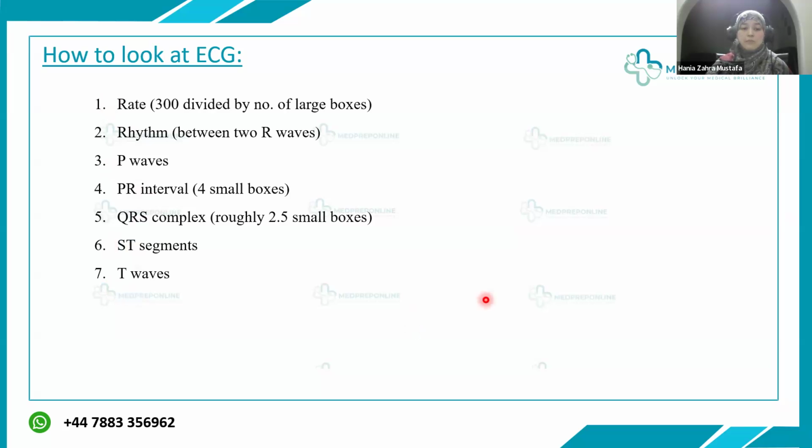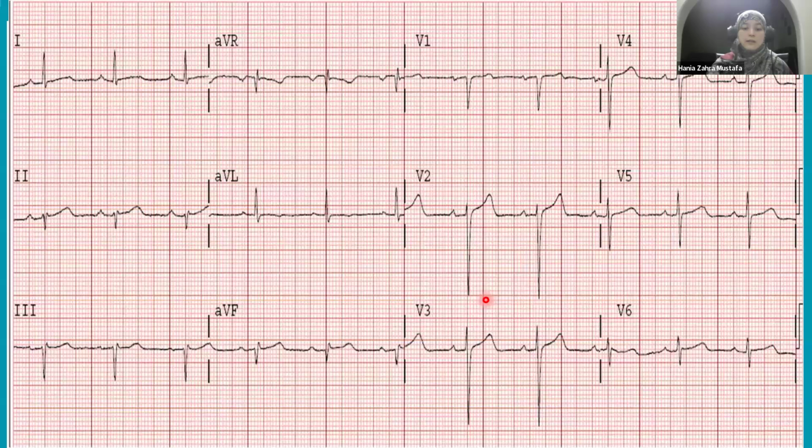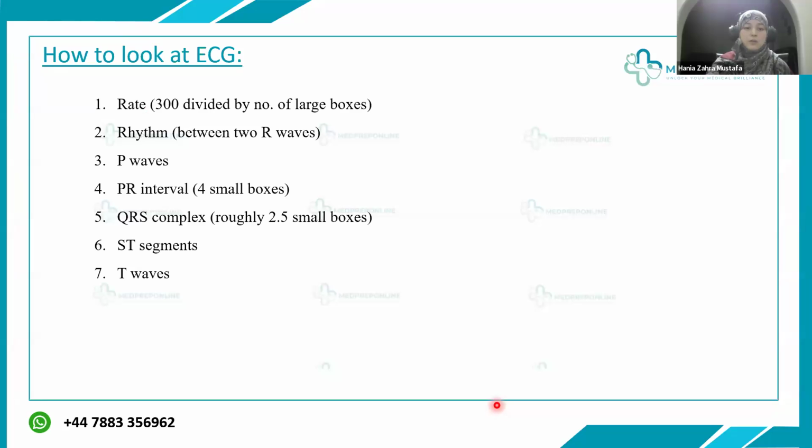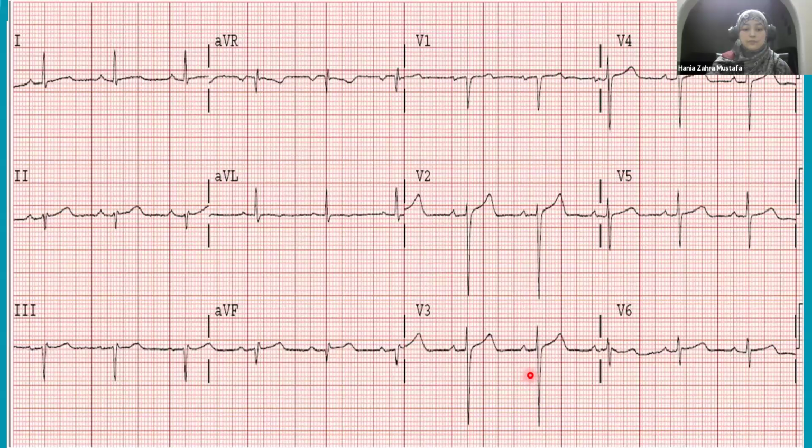For example, the rate. How will you calculate the rate? You will see two R-R intervals. For example, you look at this one, you will see how many boxes are there in between them. For example, 1, 2, 3, 4, and 4.5, almost 5 large boxes here. You will divide 300 by the number of large boxes. 300 divided by 5 would be 60. So the heart rate would be 60 here, okay?